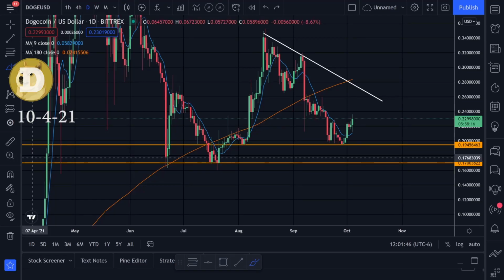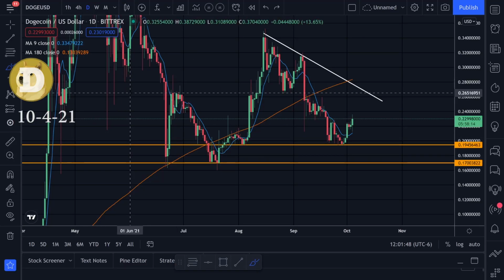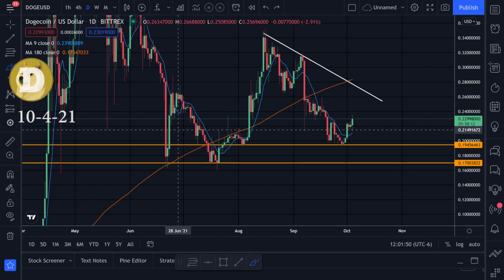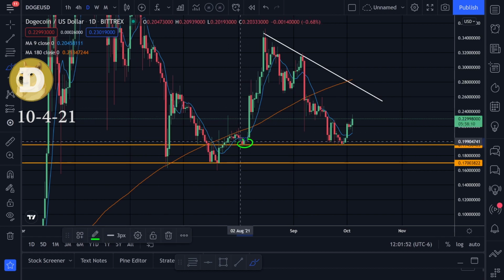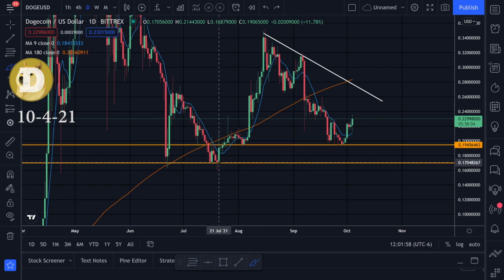Let's take a look at the chart action for Dogecoin. Okay, so in my last video of Dogecoin, we were watching the previous bottoms pretty much, this bottom right here and this bottom right here. And I had my limit orders set at .195 and .170.